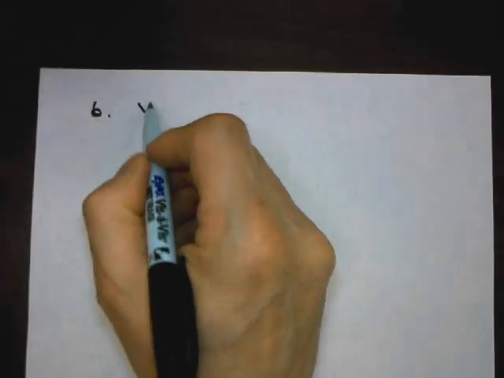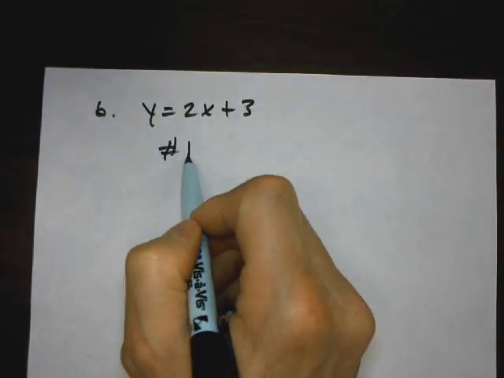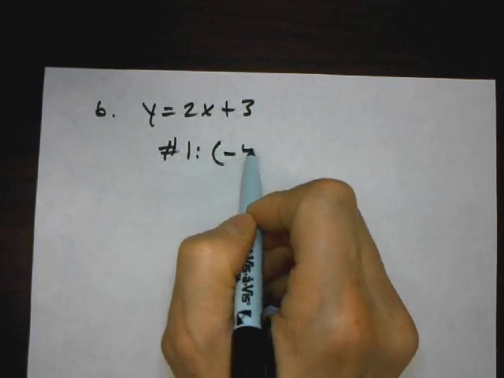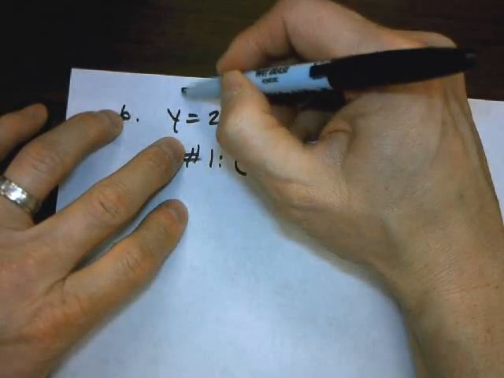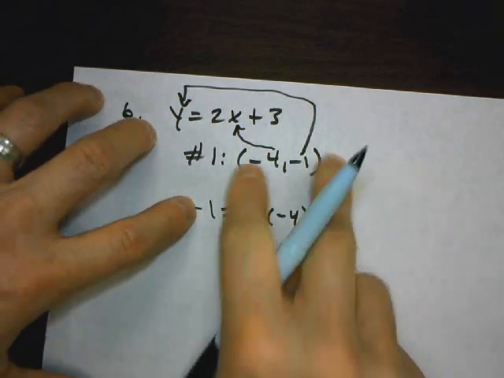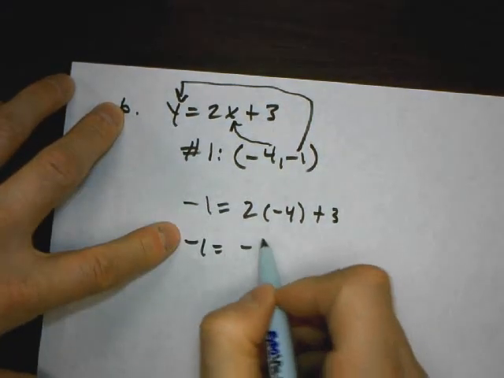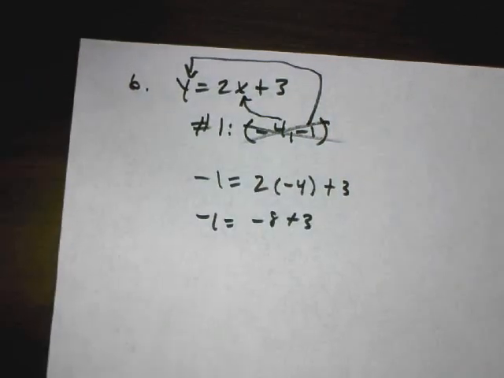Alright, problem number 6. So problem number 6, we have which ordered pairs below are solutions for this. So they give us a function, a linear function, and they say which ones are solutions. So ordered pair number 1 was negative 4, negative 1. So I just plug it in. I put the negative 4 here and the negative 1 here. Okay, so negative 1 equals 2 times negative 4 plus 3. So I just plug those in. And I see here that this is not going to equal that. So forget that. That's not a solution for that.